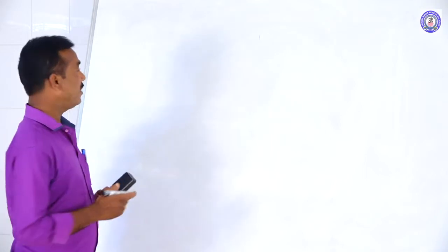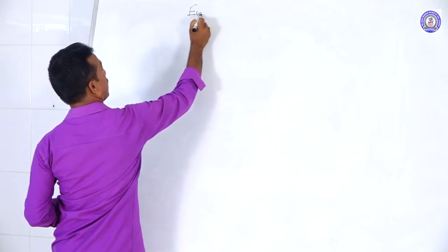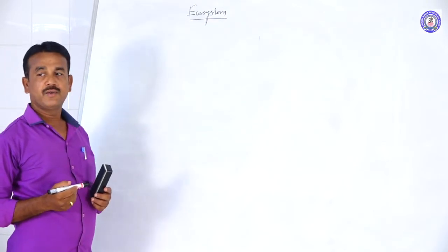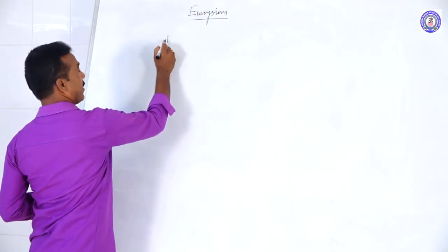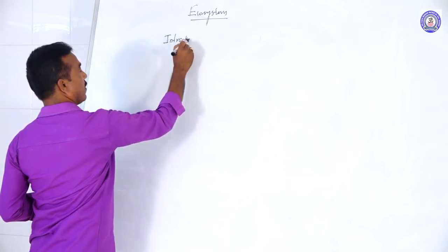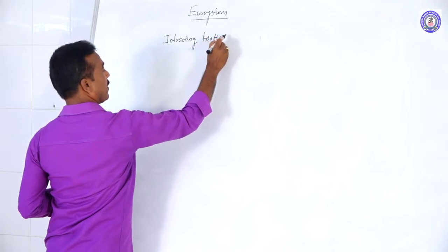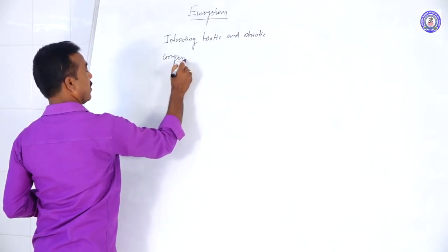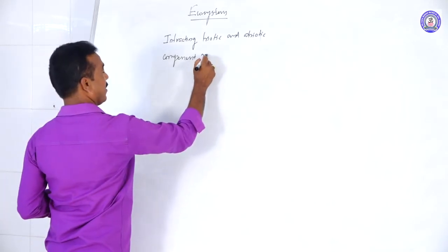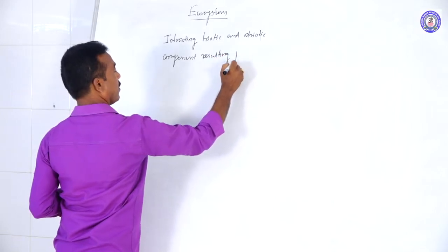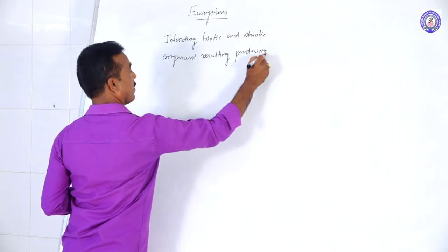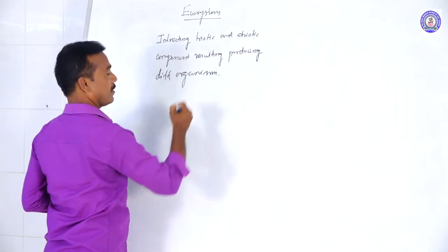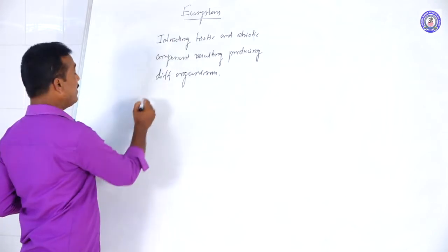The next topic is going to be ecosystem. What are the definitions of ecosystems? Nothing but interactive biotic and abiotic components resulting, producing different organisms that are capable of independent existence.